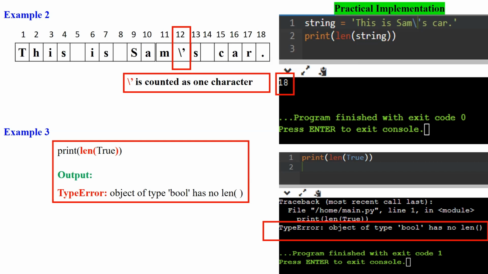Let's see the third example. This code print of len of True will raise a TypeError because the len function cannot be directly applied to a Boolean value like True. The len function is typically used to determine the length of iterable objects, such as strings, lists, tuples, or dictionaries. Since True is not an iterable object, trying to apply len directly to it will result in a TypeError.